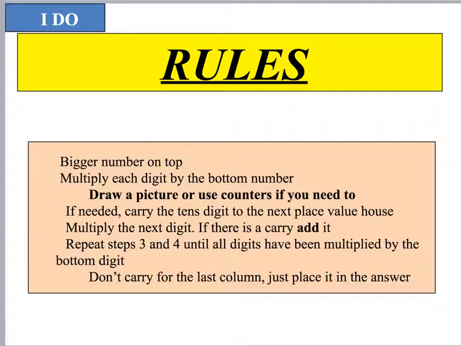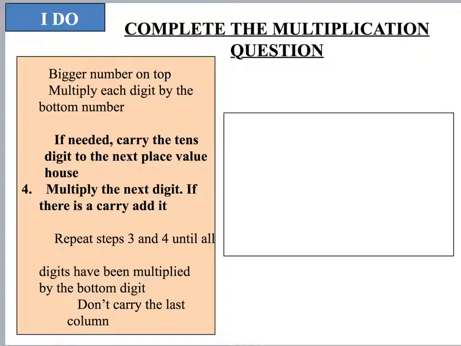So we're going to get straight into it, but first here are the rules. Always put the bigger number on top. Multiply each digit by the bottom number. Okay, you can draw a picture or use counters if you need to. If needed, carry the tens digit to the next place value house, or to the hundreds house or the thousands house, depending on what you're multiplying by. Then if there is a carry, you multiply the next digit and then add that carry. You keep repeating steps 3 and 4 until all digits have been multiplied by the bottom digit. We never carry for the last column, just place it in the answer. Let's have a look at what that would look like.